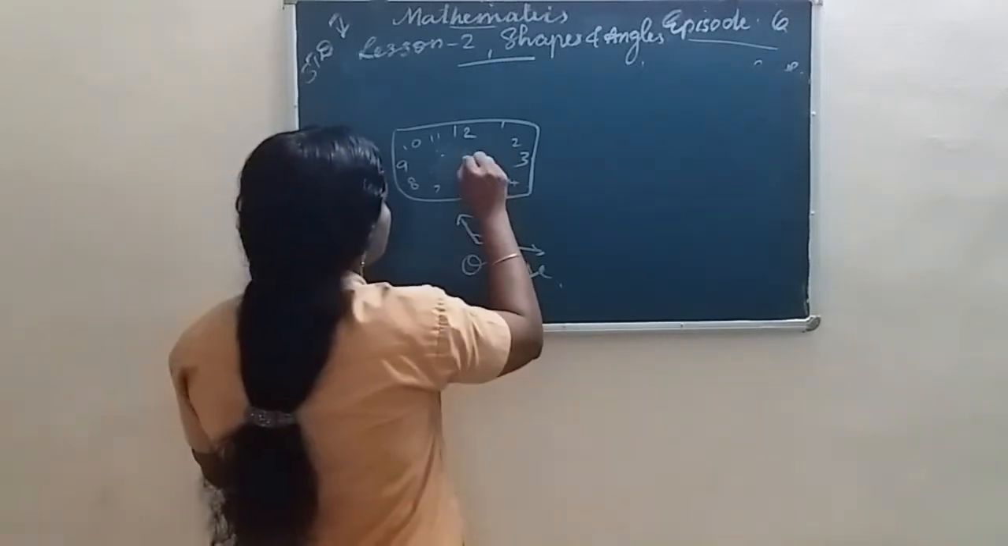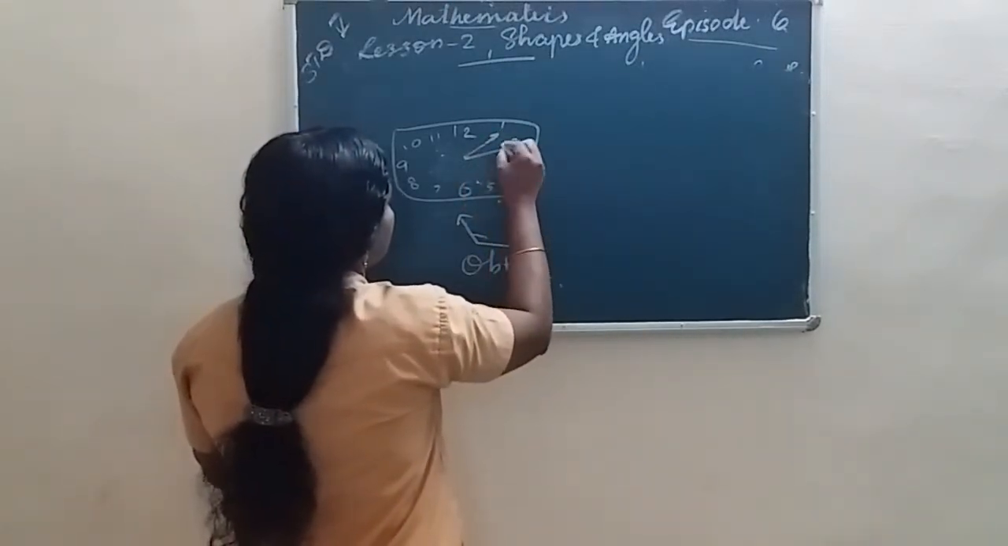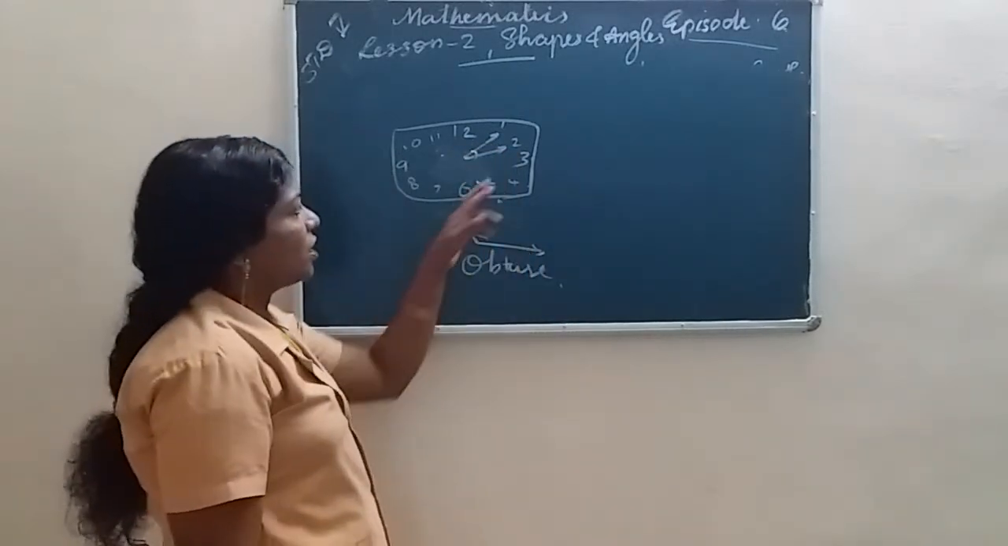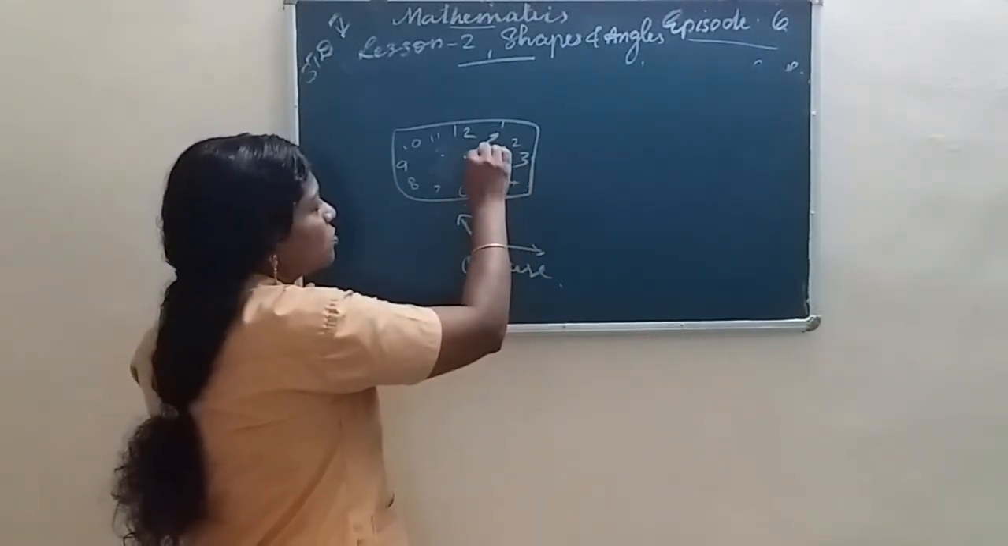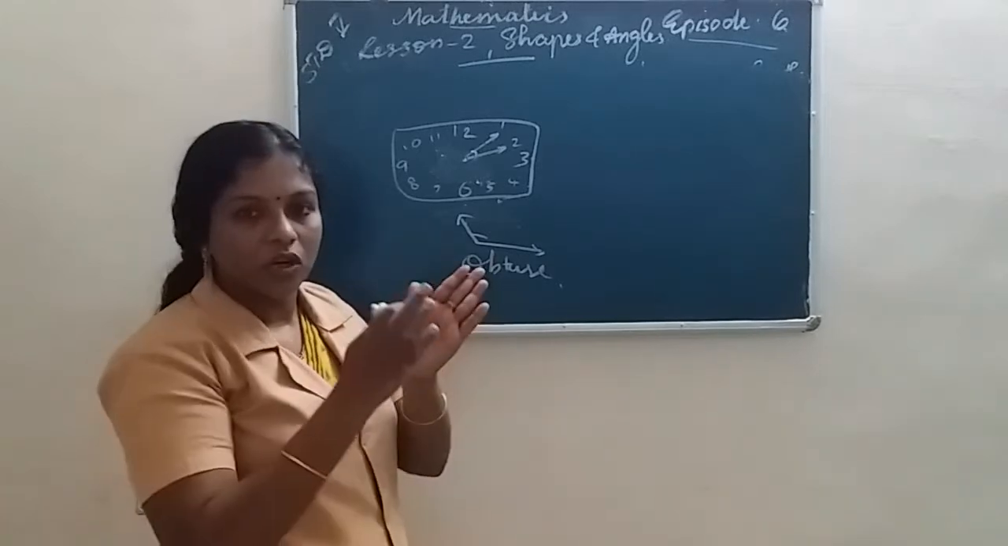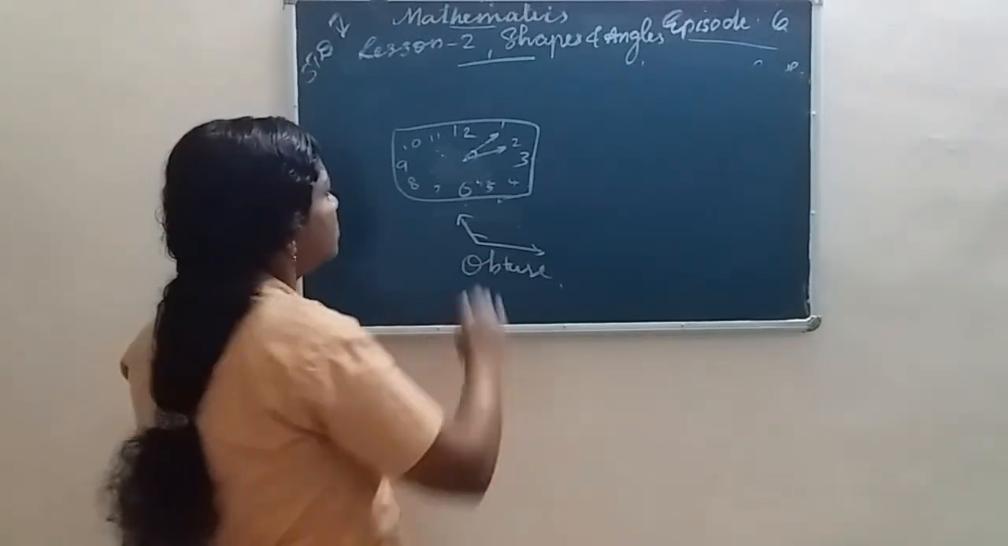You have to find out one more example before you. Which type of angle is this? Which type of smaller angle? Very small is an acute angle. Okay.